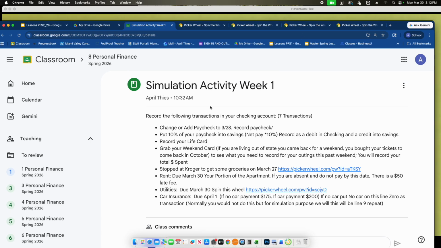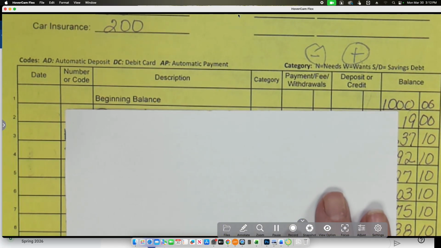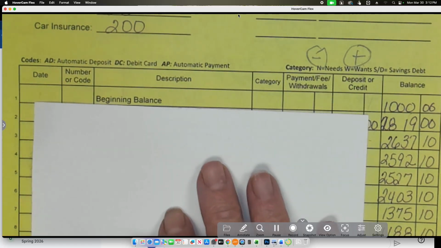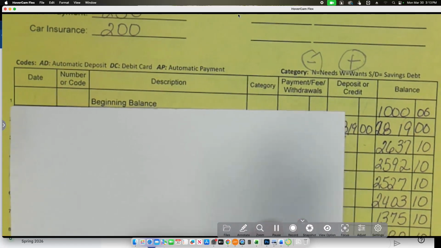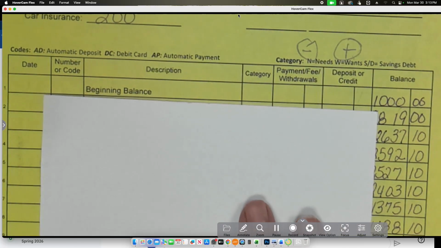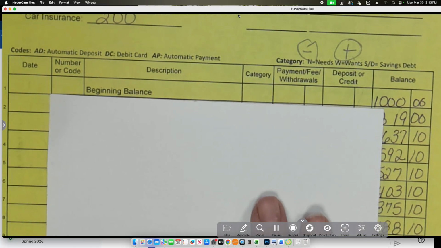For your simulation activity week 1, what you're going to do is come in here and read the instructions. Last week we already recorded on line 1 our beginning balance. Make sure you put a date. I do not have dates included in here because this will change year to year, and quarter to quarter, or semester to semester. So make sure you do have a date.